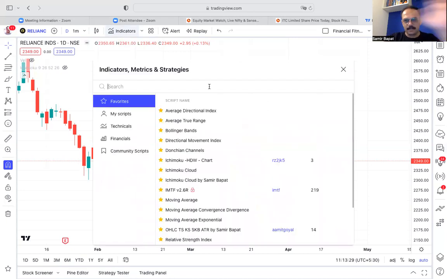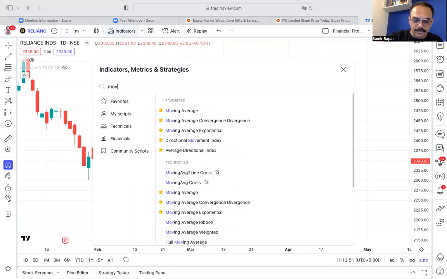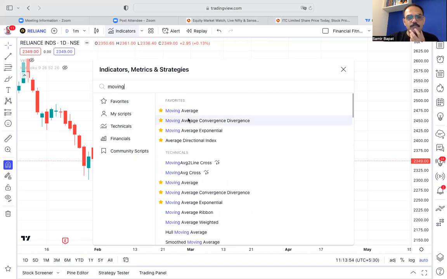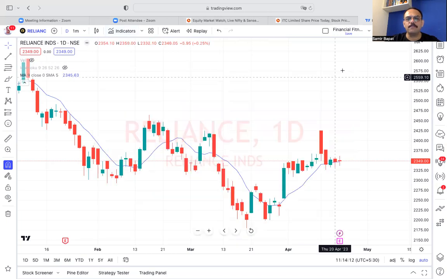Click on the indicator. Again, this window will open. Normally, RSI is very popular, MACD is very popular, ADX is very popular in the market. Simple moving averages are very popular. So let's start with the moving average. You type moving average, and it will give you some results. Some people develop their own scripts, some are default; use the default TradingView one. Just click moving average, and it will plot the moving average.